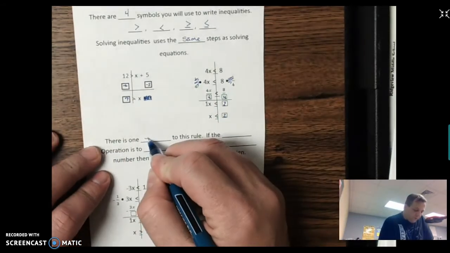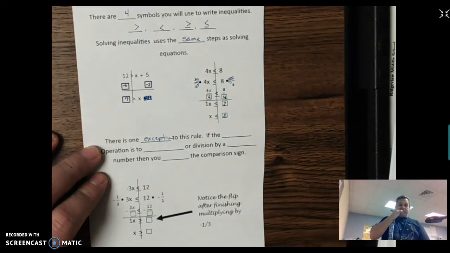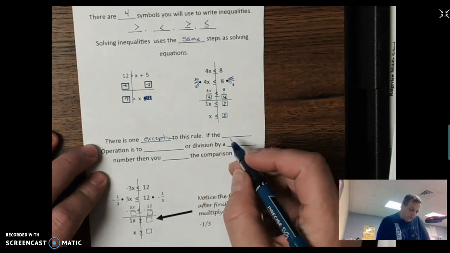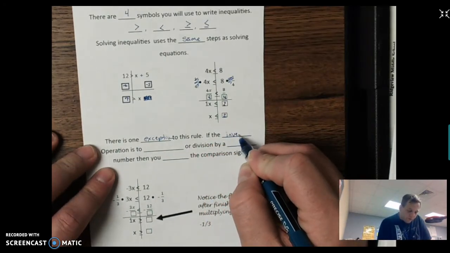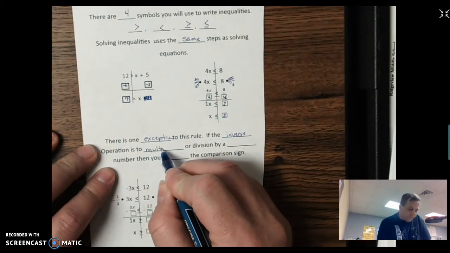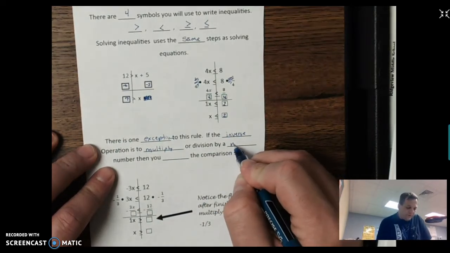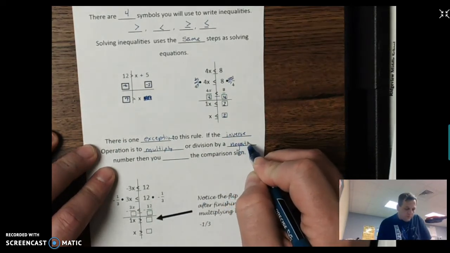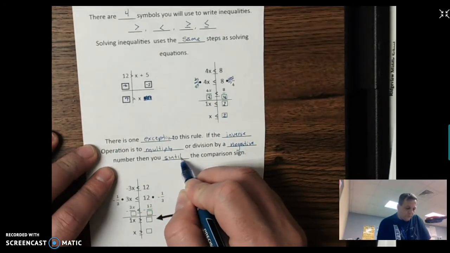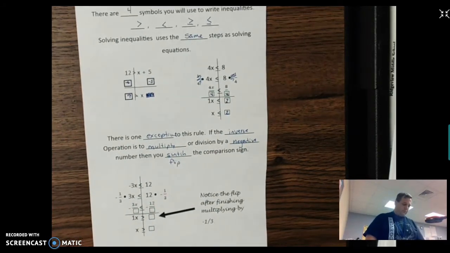There's one exception to the rule. You still use the same steps, but if the inverse operation is to multiply or its division by a negative number, then you will switch or flip the comparison sign. Okay, so look carefully at this problem.